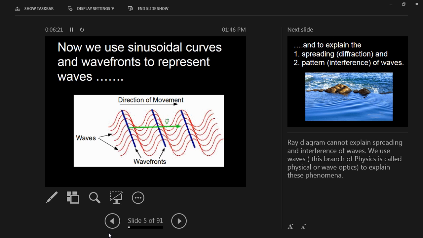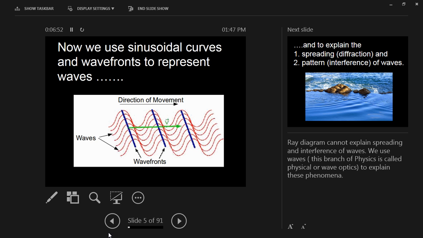Now what we'll be using, if you turn to page 2 of your lecture notes, we will be using sinusoidal curves. Those are sine waves, cosine waves. Sometimes we also use wavefronts. So you need to be very familiar with these two ways of representing waves. So sinusoidal waves are a problem. This is a sine and cosine wave. So as you can see here, this is how you draw the wave. The green arrow is the direction of the wave.